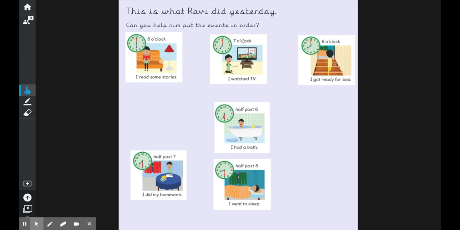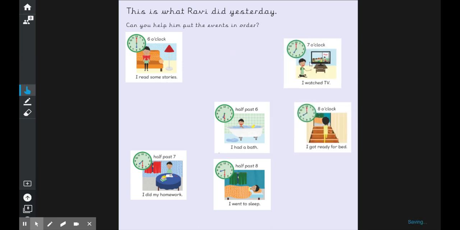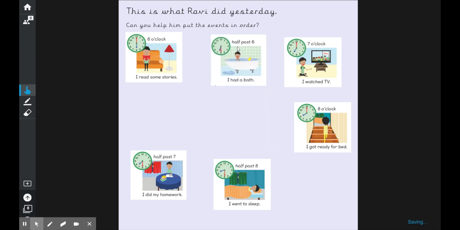Does it go before 7 o'clock? 6:30 goes between 6 o'clock and 7 o'clock. It's half an hour after 6 o'clock and half an hour before 7 o'clock. It's halfway between the 6 and the 7.